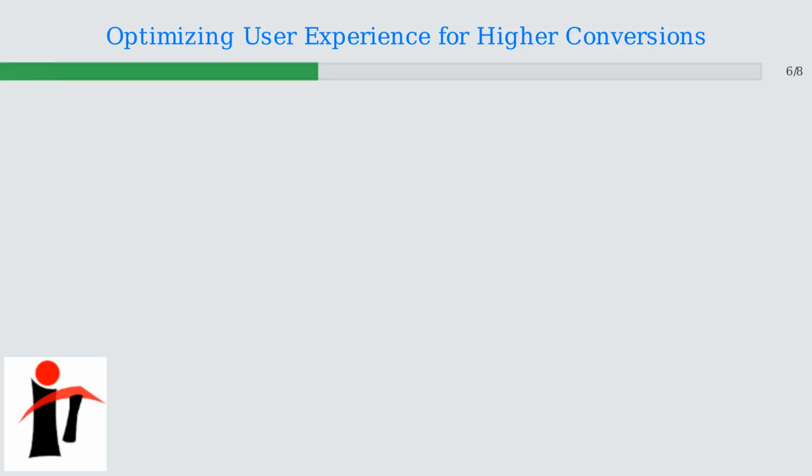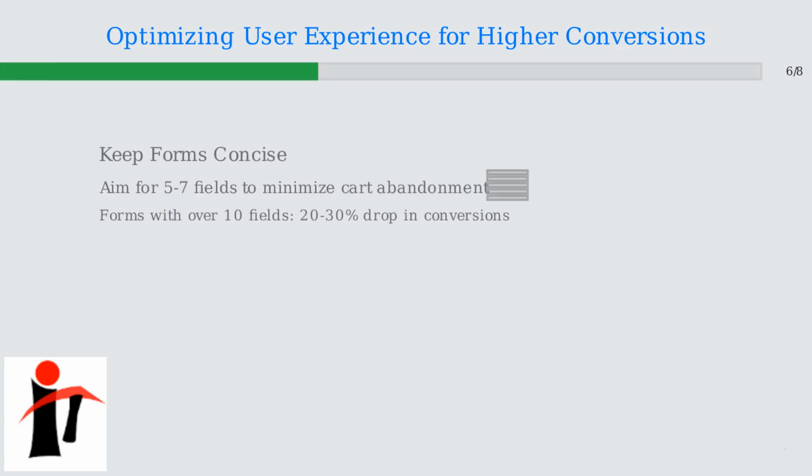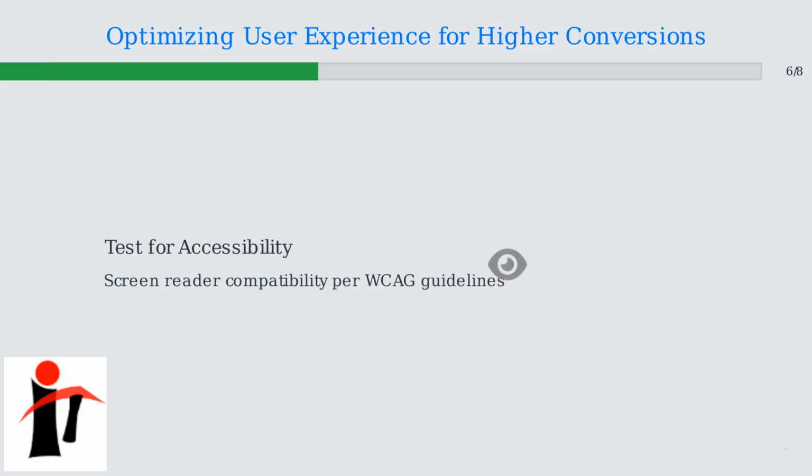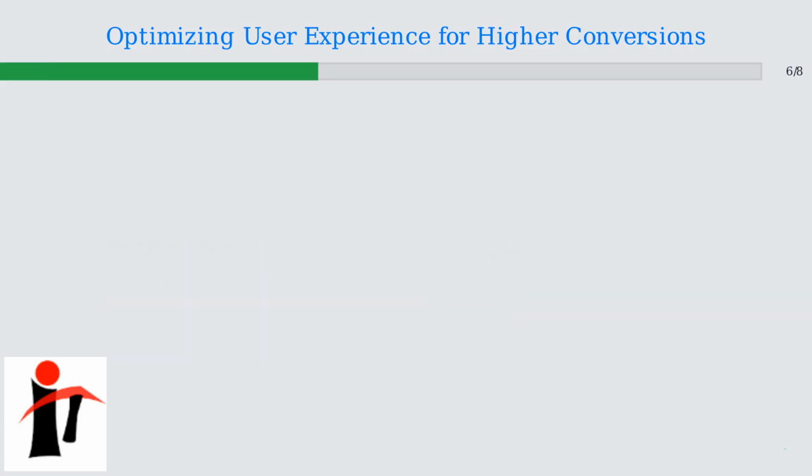Optimizing user experience is crucial for higher conversions on your order forms. Keep your order forms concise by aiming for 5 to 7 fields to minimize cart abandonment. According to Wix data, forms with over 10 fields experience a 20 to 30% drop in conversions. Test your form for accessibility, including screen reader compatibility, to comply with WCAG guidelines.